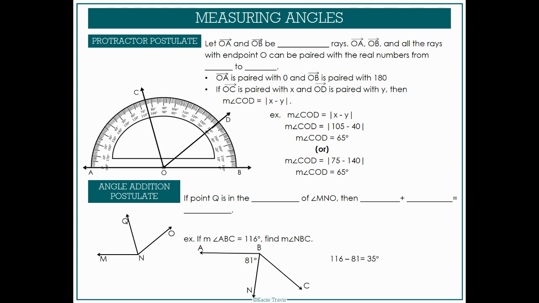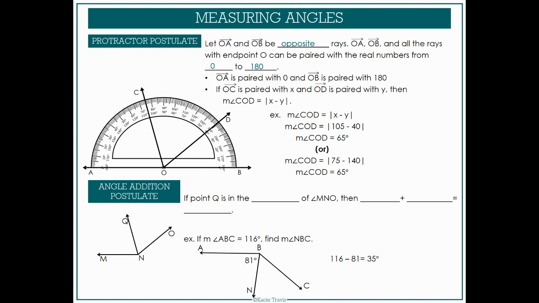Just like how the ruler postulate was able to help us set up equations for different line segments, the protractor postulate is going to help us set up for different angles. So, it says let OA and OB be opposite rays. Okay, so OA and OB, those are on the bottom of this protractor. And then all the rays with the endpoint O can be paired with real numbers from 0 to 180.